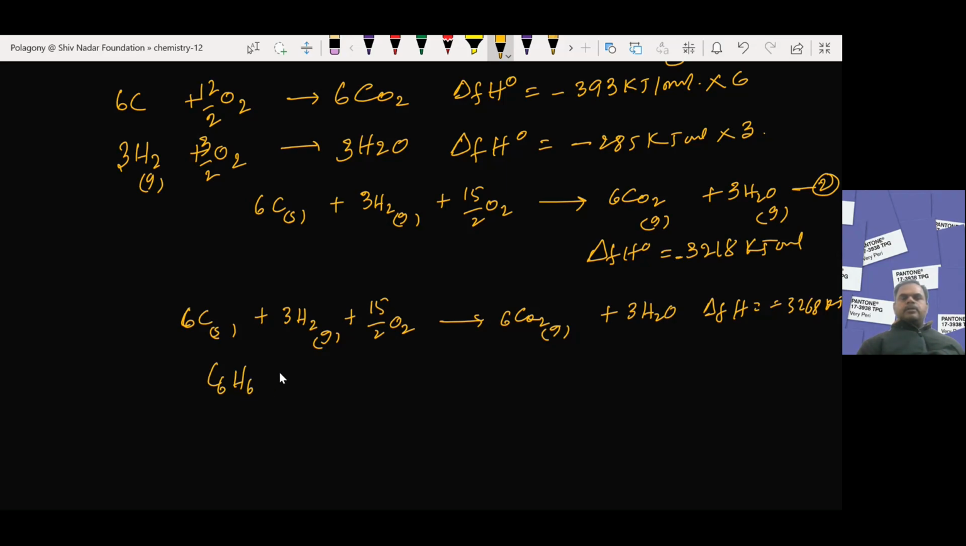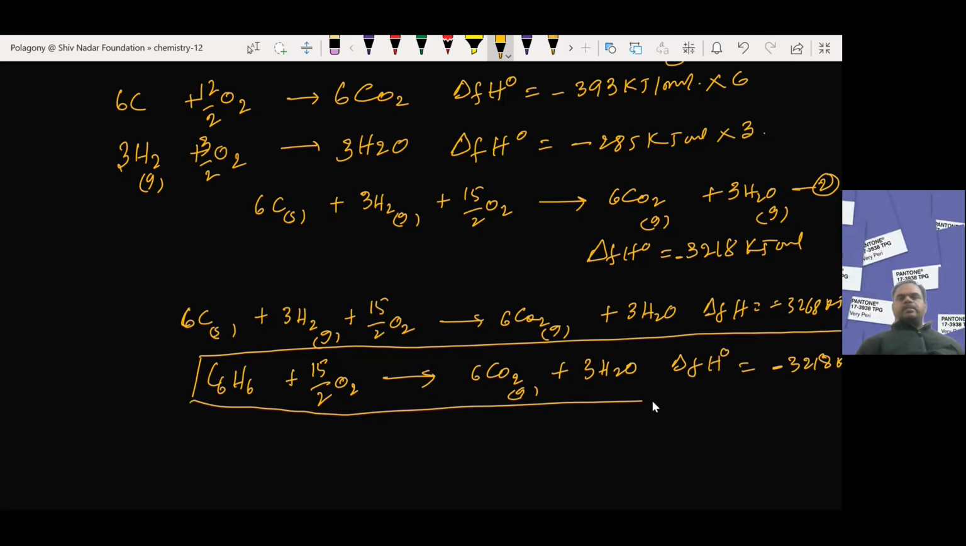C6H6 uses oxygen. How much oxygen does it consume? 15 upon 2 O2 gives rise to 6CO2 plus 3H2O, and the standard enthalpy is minus 3268 kilojoules. But we have to invert this equation.